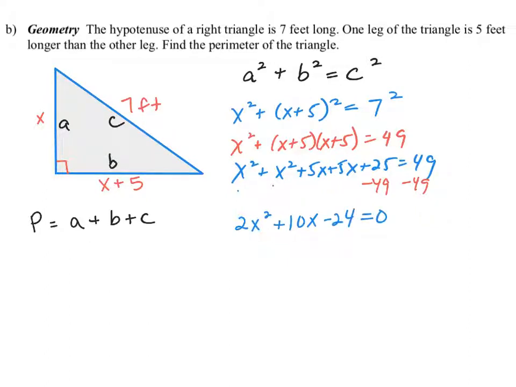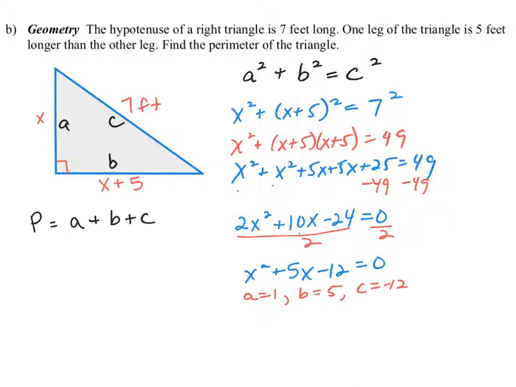So here we have a quadratic equation, and we can solve by using the quadratic formula. However, I notice that all of these coefficients are even numbers, so I'm going to simplify this equation by dividing both sides of this quadratic equation by 2. I'm going to end up with x squared plus 5x minus 12 equals 0. And here we can use the quadratic formula where a is equal to 1, b is equal to 5, and c is equal to -12.